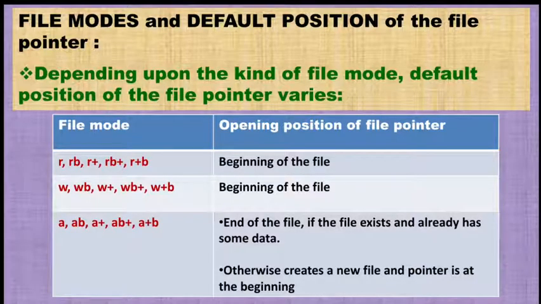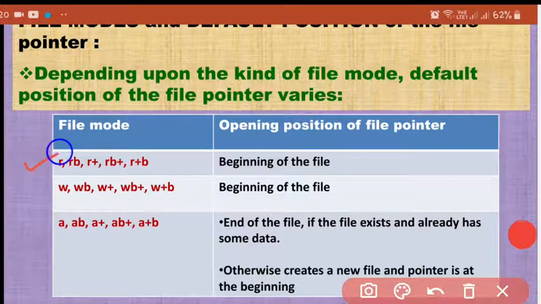Now as I am saying that the operation takes place at the position of the file pointer, so you must first know, when you open a file for any operation, where do you find the cursor? Means what is the default position of the file pointer when you open the file in different modes. So you can see here in this table all the modes which are related to reading the text file or reading the binary file have the cursor at the beginning of the file. So whenever you open the file in reading mode, you find the cursor in the beginning of the file.